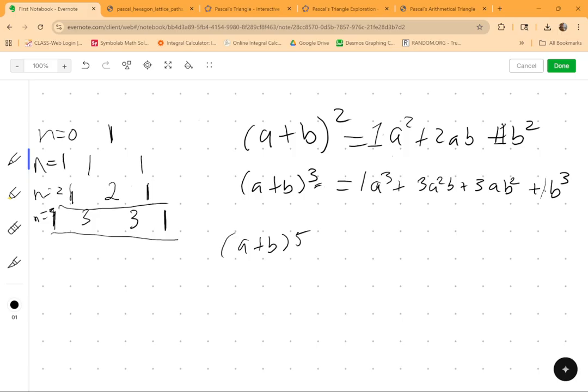All right, now how you expand it here, you can also notice the pattern here, right? The first term is always A to the 5th, the largest power, and each step of the way, the A goes down by a power of 1, and the B increases by a power of 1. The whole time, the sum of the powers is 5.